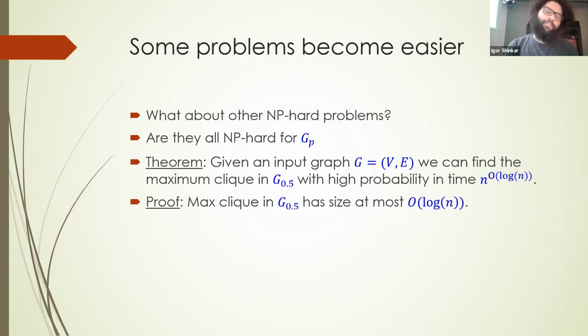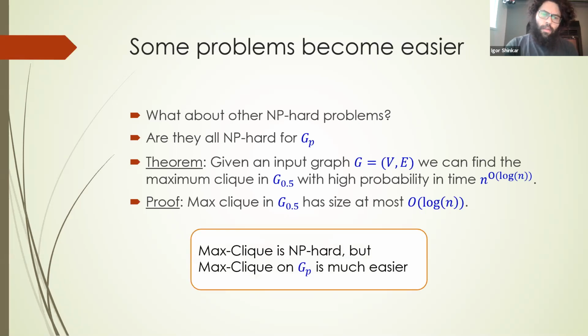And the reason, it's again sort of trivial, but it illustrates the point. Even if we started with a complete graph, the subgraph would not have a clique of size more than 2 log n. That's certainly true for any G: if it's true for the complete graph, it's certainly true for any other graph. So we can just do brute force and find it. So max clique is hard on worst case instances, but on these semi-random instances, this problem becomes much easier.